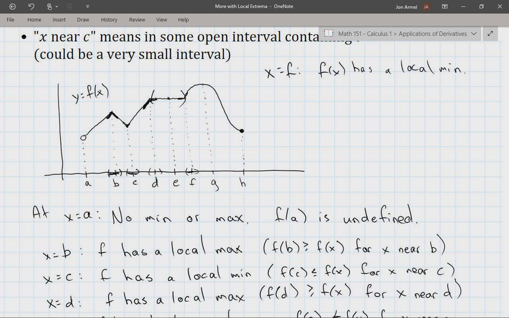So local min. How about g? Well, g is your favorite point. G is actually the global maximum and the local maximum. So we'll talk about global maxes a lot more later. But at x equals g, we just have a global max. Let me say that again. Local max.